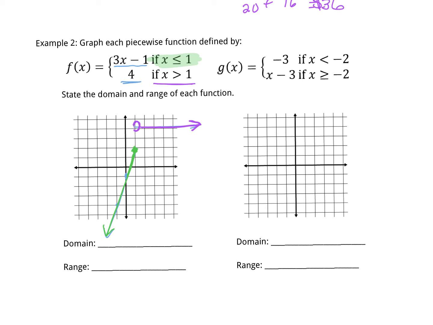Voila, there's our graph. Now, we need to decide on the domain and the range. I've kind of erased that little circle, and I want to be clear that that's an open circle there, and that's a closed circle there at the green. So to state the domain, we need to decide if there are any places where there are any gaps or points that are not included.